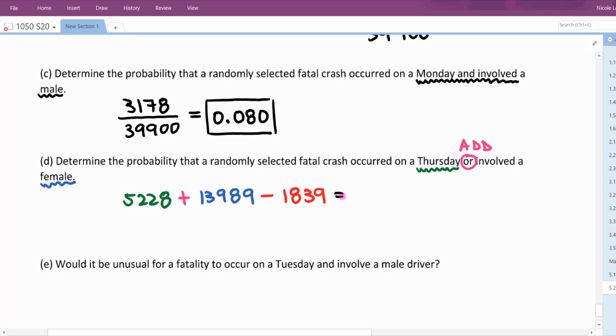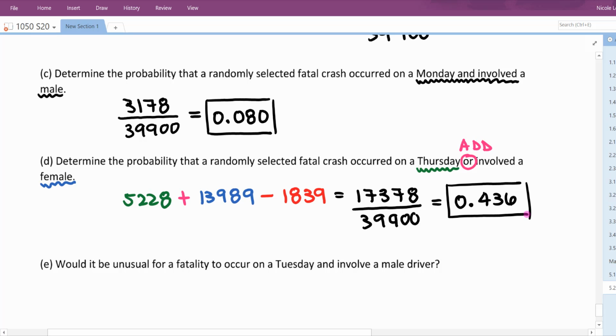Okay, and then let me just give you this number. If we were to add and subtract all of this in the calculator, we would end up getting 17378, which of course we must divide. Don't ever forget, always divide by the total. And then let me just give you this decimal answer. If we were to type this into the calculator, we would end up getting 0.436. Okay, or about 44%. So about 44% of fatal crashes occurred on a Thursday or involved a female driver.